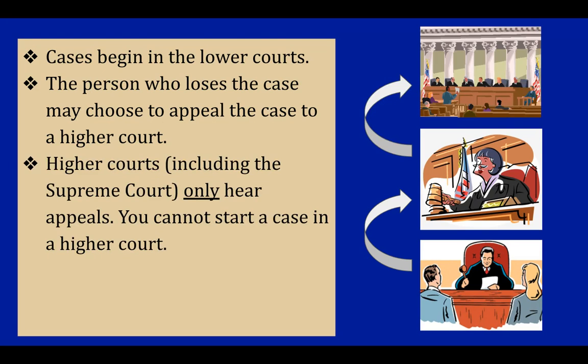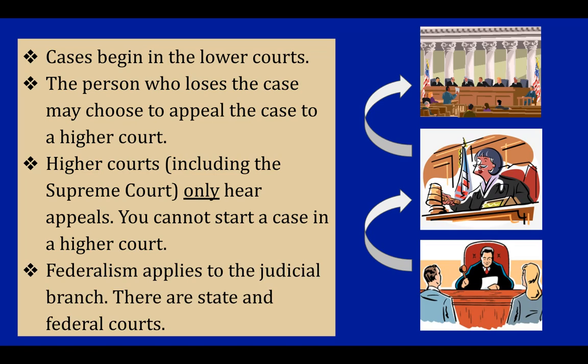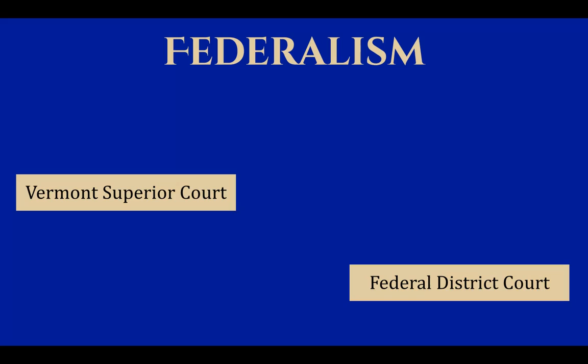The highest court in the United States is the U.S. Supreme Court. All higher courts, including the Supreme Court, will only hear appeals. You cannot start a case in the Supreme Court. Finally, as noted earlier, remember that the courts are part of the Federalist structure. There are state and federal courts, and like the other branches of government, they sometimes interact in the marble cake model of federalism. They are not entirely separate.